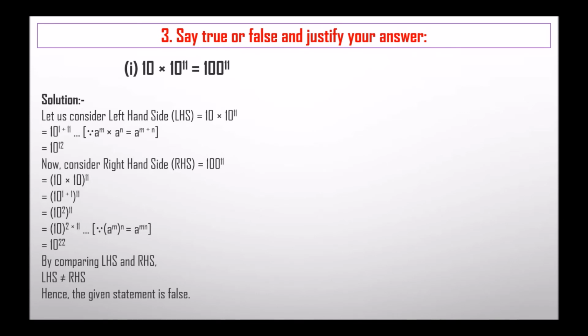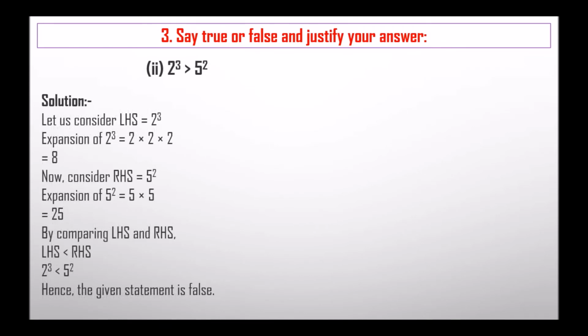Third question, say true or false and justify your answer. 10 into 10 raised to 11 equals 100 raised to 11. Let us consider the left hand side, 10 into 10 raised to 11. That is 10 raised to 1 plus 11, that is 10 raised to 12. Now consider the RHS, that is 100 raised to 11. So (10 into 10) whole bracket 11. So 10 raised to 1 plus 1, whole bracket 11. So (10 square) whole bracket 11. So 10 raised to 2 into 11, that is 10 raised to 22. By comparing LHS and RHS, both are not equal. So the given statement is false.